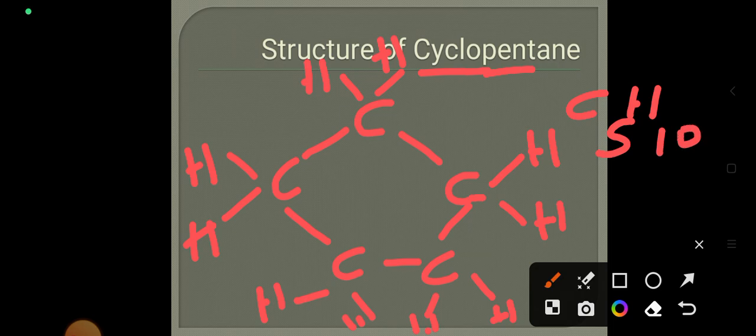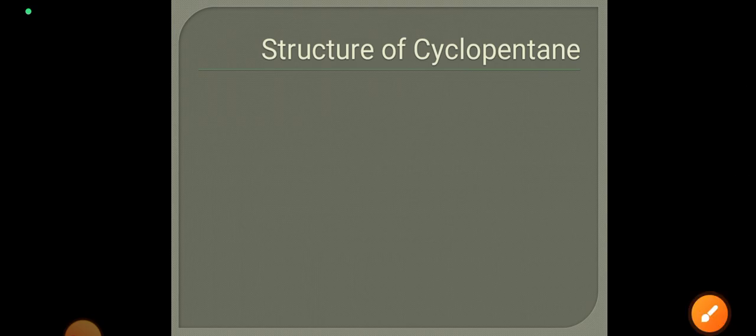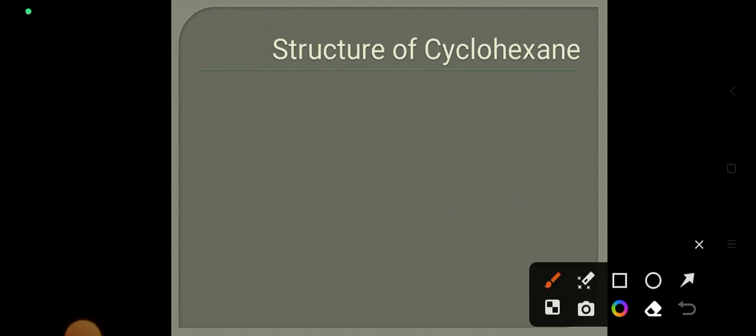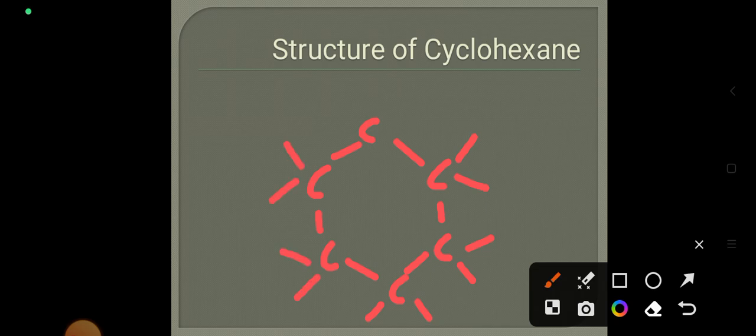This way we can go on writing the next member of the cyclic group, that would be cyclohexane, and so on. Similarly, if you have to write cyclohexane, it would be 6 carbon atoms in the form of a hexagon. Every time you write a structure, make sure that every carbon has 4 bonds around it, and that's how we understand that the valency of carbon is 4 and the valency of each carbon is satisfied.